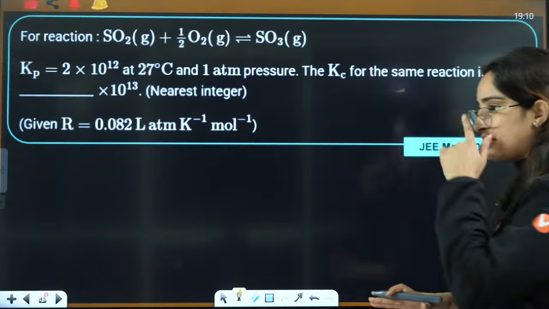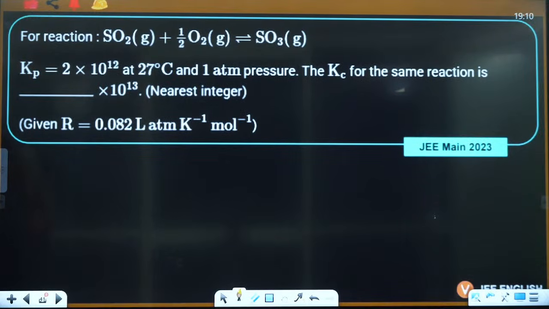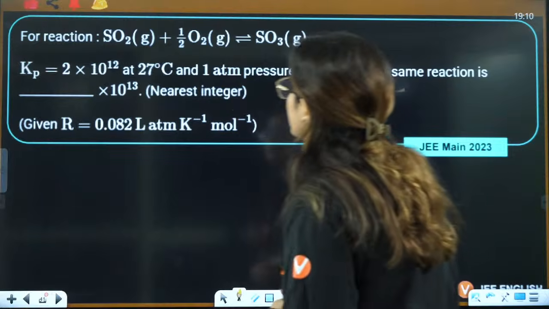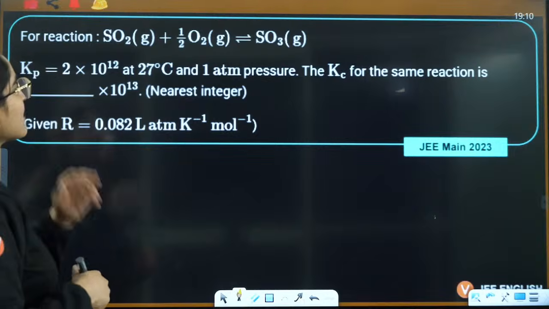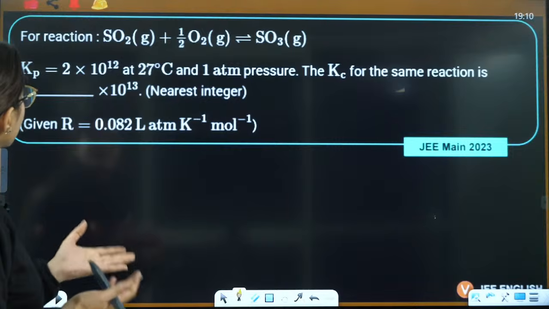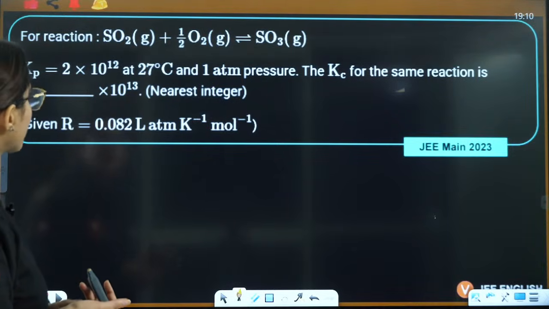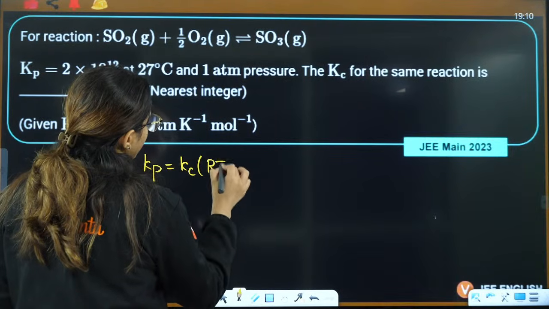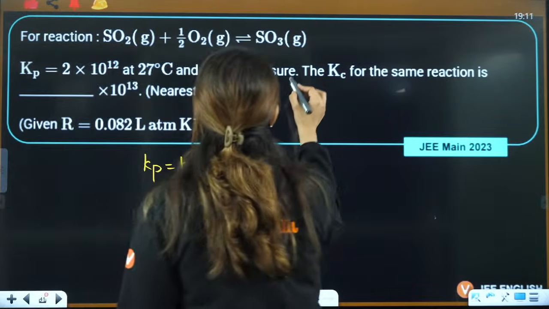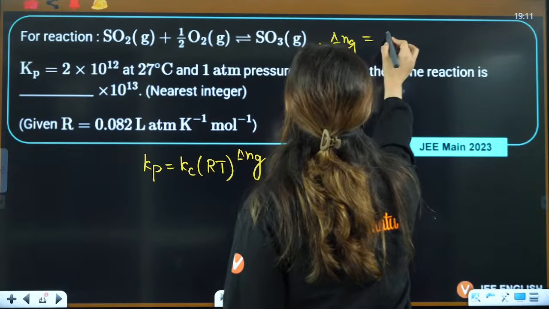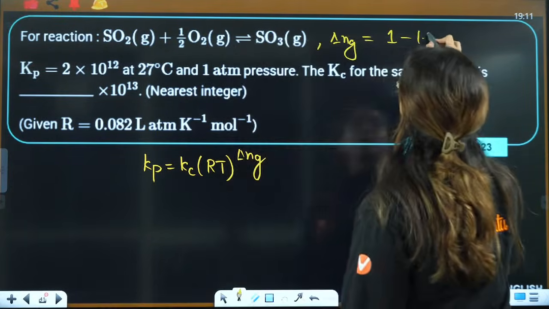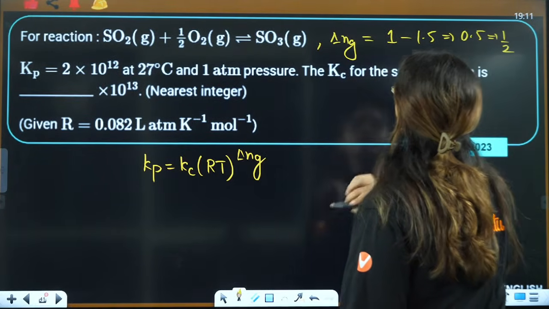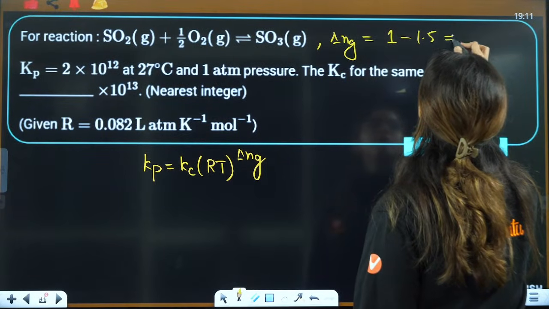JEE 2023 question. Let's see that, everybody. For the reaction, Kp is given at 1 atmospheric pressure and this temperature. Kc for the same reaction is what? So Kp is equal to Kc RT raised to power delta Ng. What is delta Ng here? Gaseous product is 1, reactant is 1 plus 0.5, that is 1.5, so it is 0.5, actually minus half.